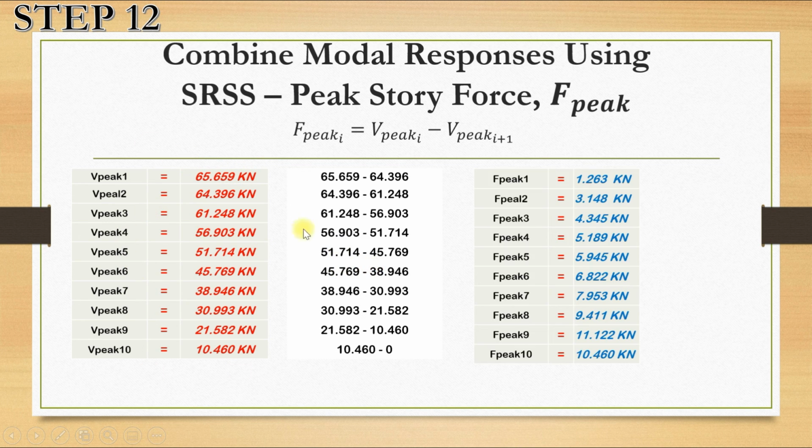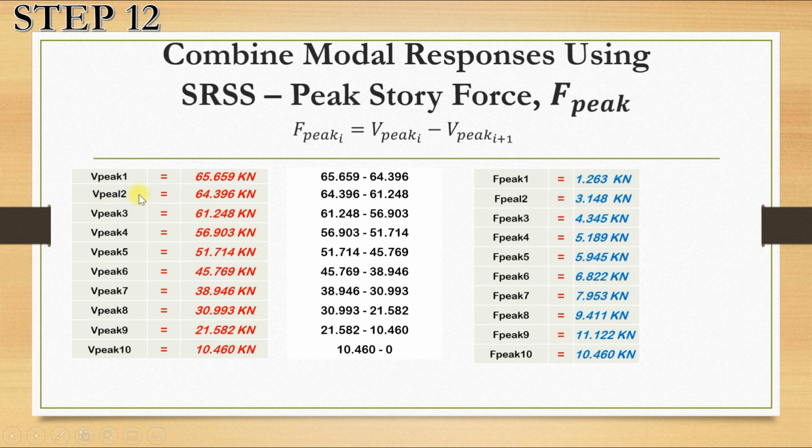Ang gagawin lang natin dito ay isa-subtract natin yung value ng V peak 2 dito sa V peak 1. So, dito, since ang value ng V peak 1 ay 65.659 kN, ima-minus natin dito yung 64.396, which is ito. So, magiging result ng F peak 1 ay 1.263 kN.